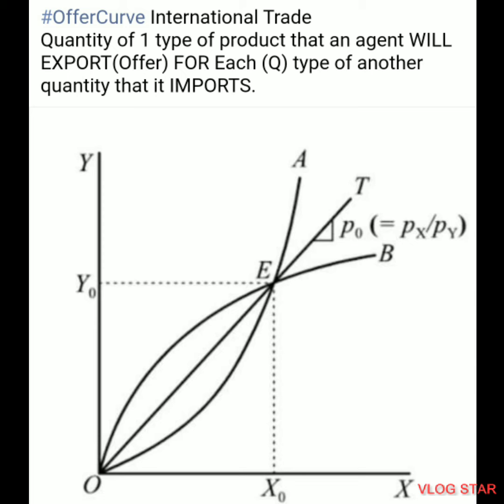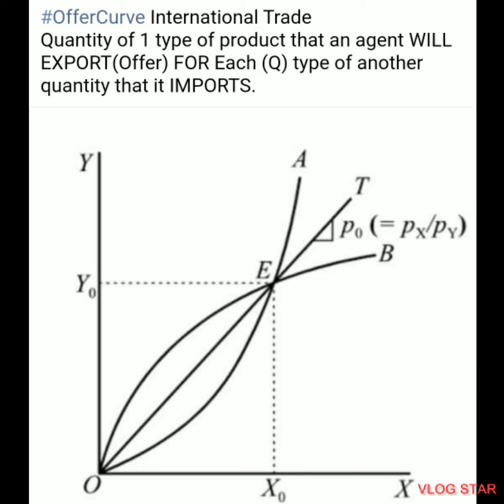So let's assume there are two countries, China and India. China has toys, India has wheat. Here, India needs toys, China needs wheat. So China exports 10 units of toys to India. Then in respect to 10 units of toys, how much wheat shall China import from India? Suppose China imports 5 units of wheat from India.